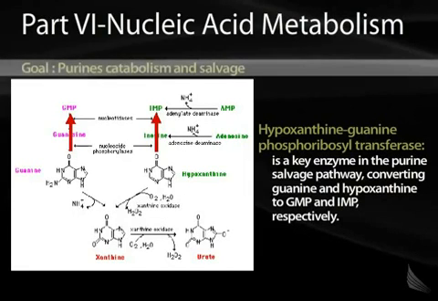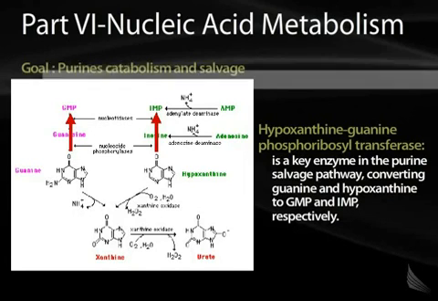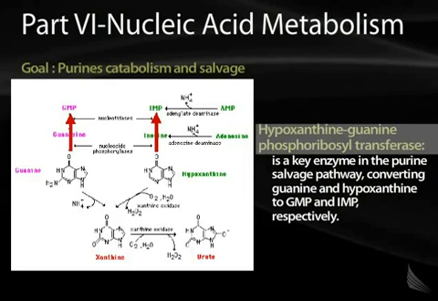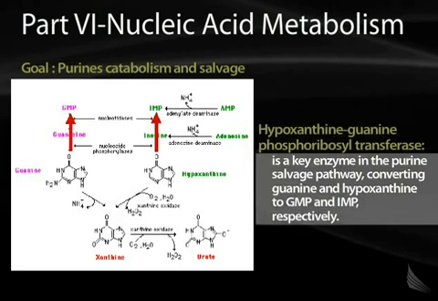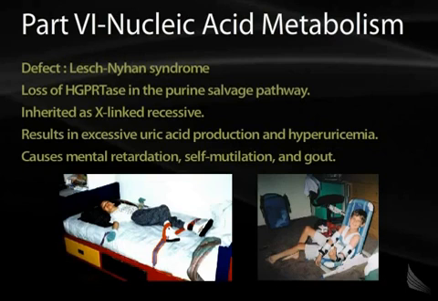Remember, the goal of this pathway is purine catabolism and salvage. One of the key enzymes in this pathway is hypoxanthine guanine phosphoribosyltransferase. This is a key enzyme that is involved in converting guanine and hypoxanthine to GMP and IMP, respectively.